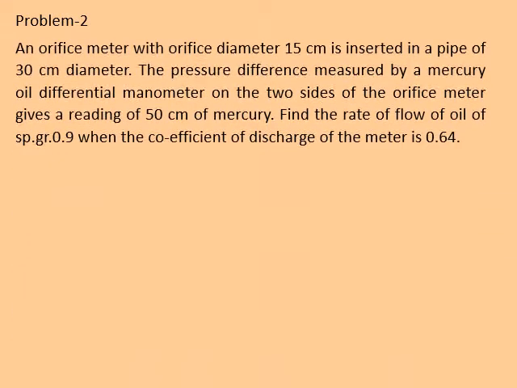Now numerical number 2. An orifice meter with orifice diameter 15 centimeter is inserted in a pipe of 30 centimeter diameter. The pressure difference measured by a mercury-oil differential manometer on the two sides of the orifice meter gives a reading of 50 centimeter of mercury. Find the rate of flow of oil of specific gravity 0.9 when the coefficient of discharge of the meter is 0.64.